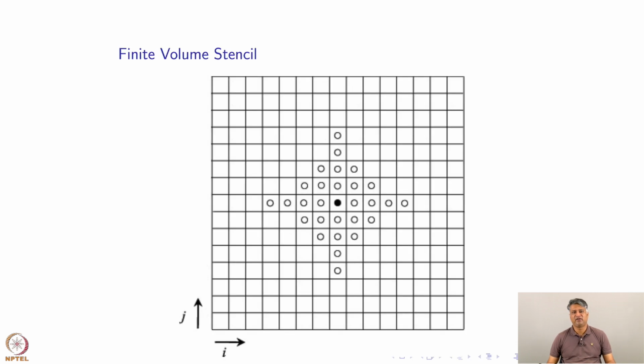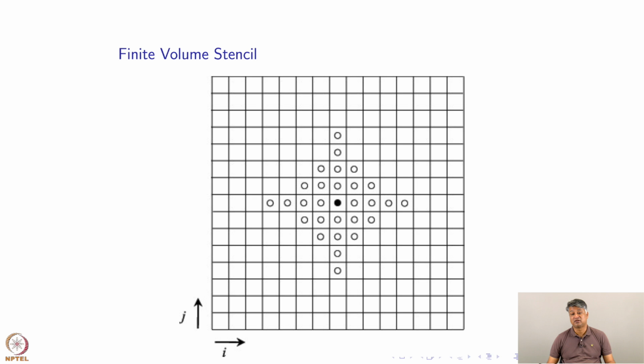If you look at a typical finite volume stencil, this is how it looks. Now, if you are at the black point, then you need to evaluate, say, higher order derivatives. You start taking information from your neighboring points. If you want information with higher orders of accuracy, you have to keep taking more and more information from your neighbors.